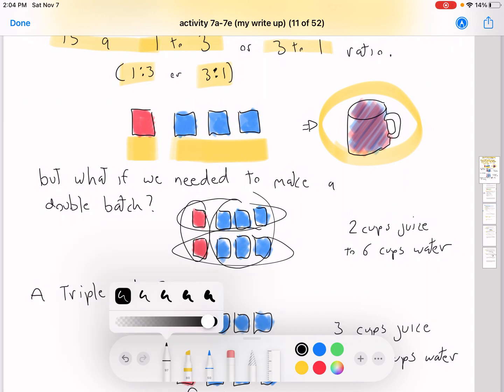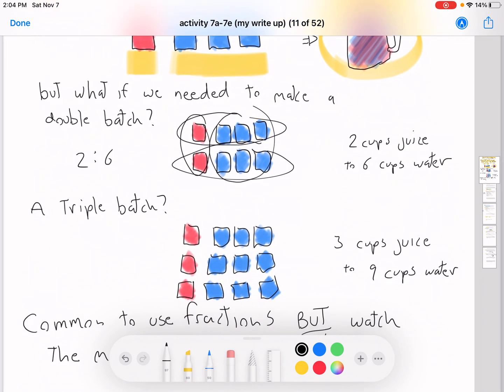So again, this would be a 2:6 ratio, 2 cups of juice to 6 cups of water. Or a triple batch. You want to make 3 batches. There's 1, there's 2, there's 3. This would now require 3 cups of juice and 9 cups of water, so this would be a 3:9 ratio.